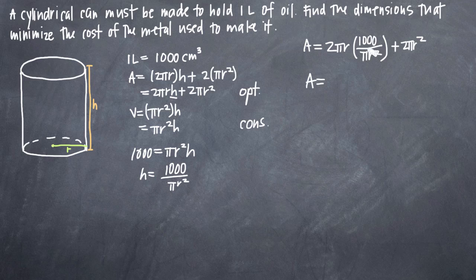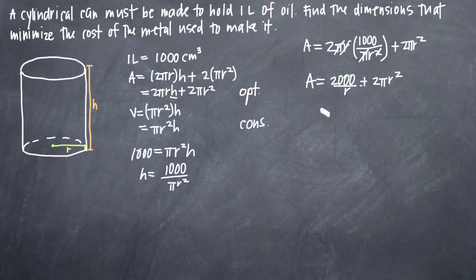We'll see that we get pi to cancel here, and we'll get R to cancel from the numerator and the squared to cancel in the denominator. So we'll be left with just 2,000 divided by R plus 2 pi R squared. Now we need to take the derivative because we've simplified this as much as possible.